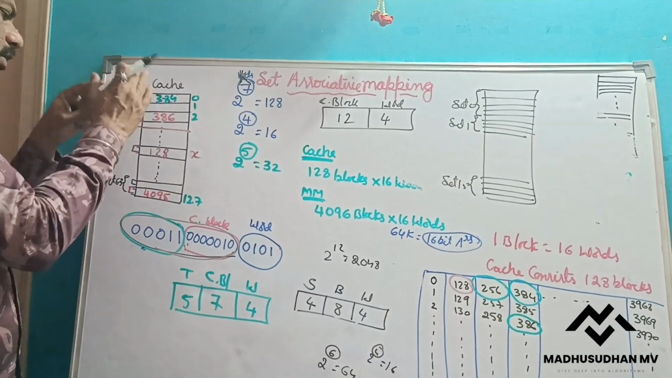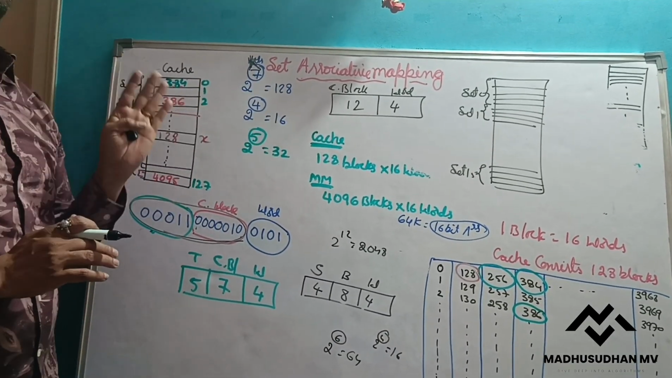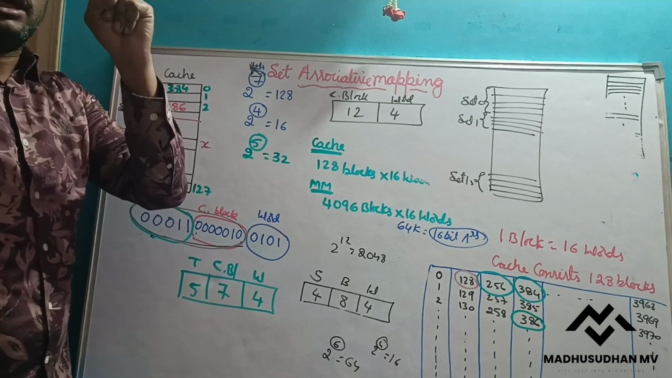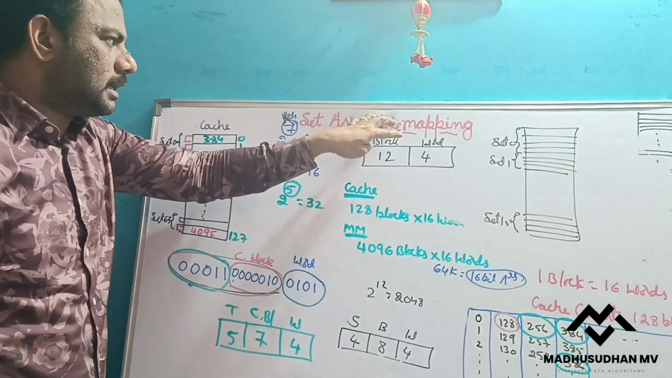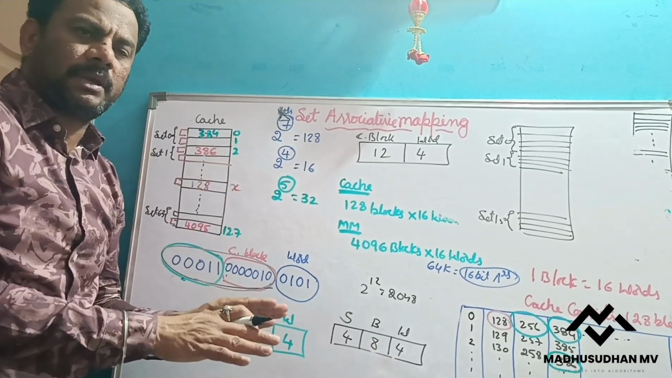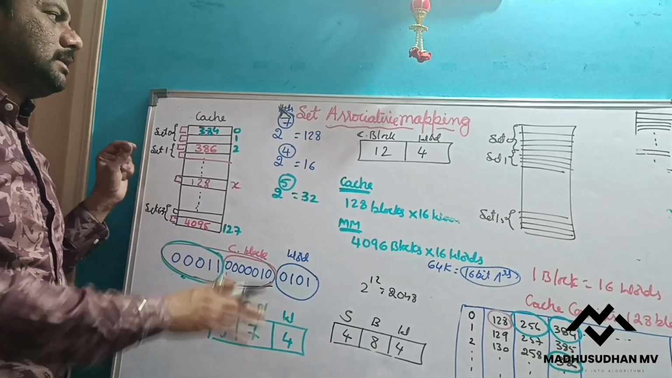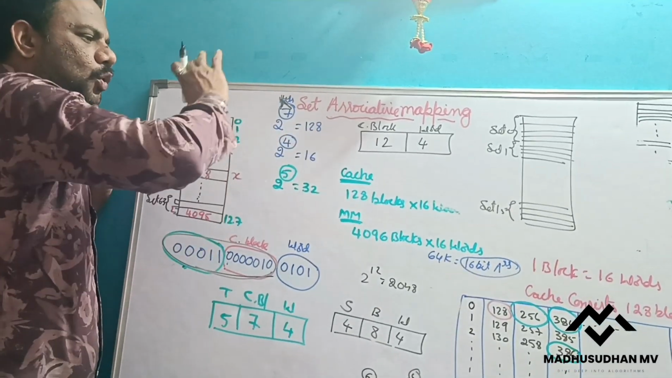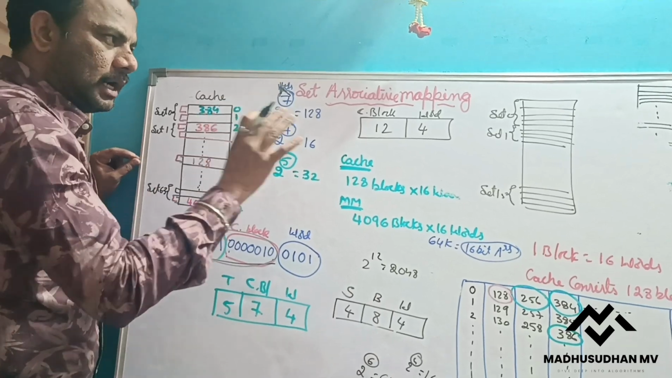If you make all 128 blocks one group, it is exactly fully associative. But if you make only one block per set, it is nothing but direct mapping. So set associative mapping utilizes the advantages of direct mapping as well as associative mapping. So this is the K-way set associative. Hope the concept of mapping functions is understood.